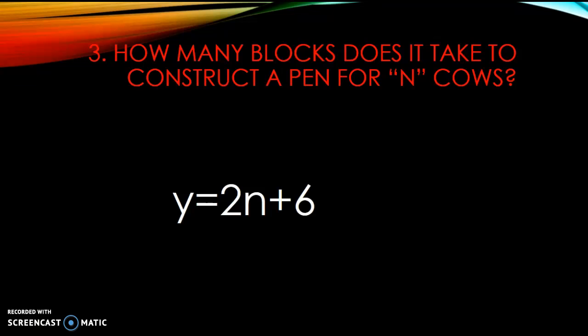How many blocks does it take to construct a pen for n cows? The equation I came up with was y equals 2n plus 6.